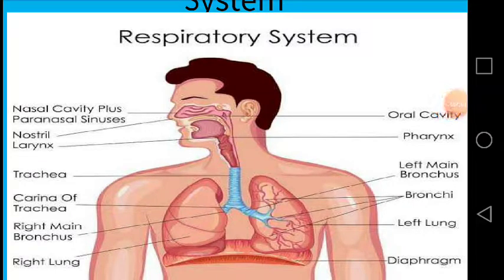Dear students, now we are focusing on the respiratory system. The respiratory system of man comprises the nasal cavity, pharynx, larynx, trachea, bronchioles, lungs, and the chest cavity.